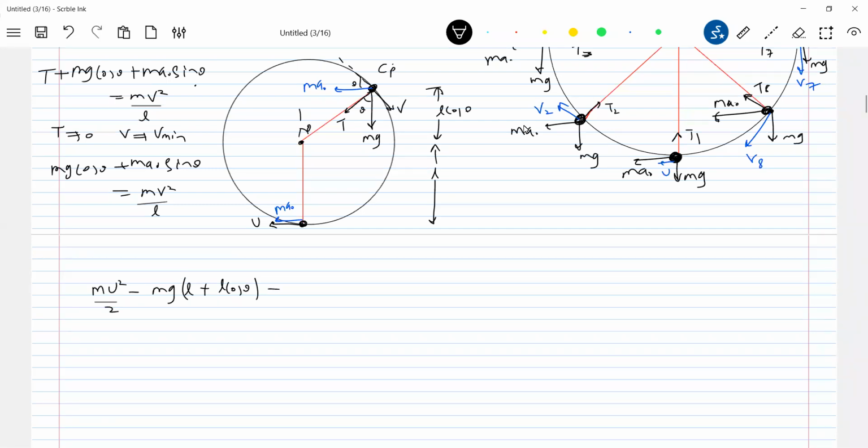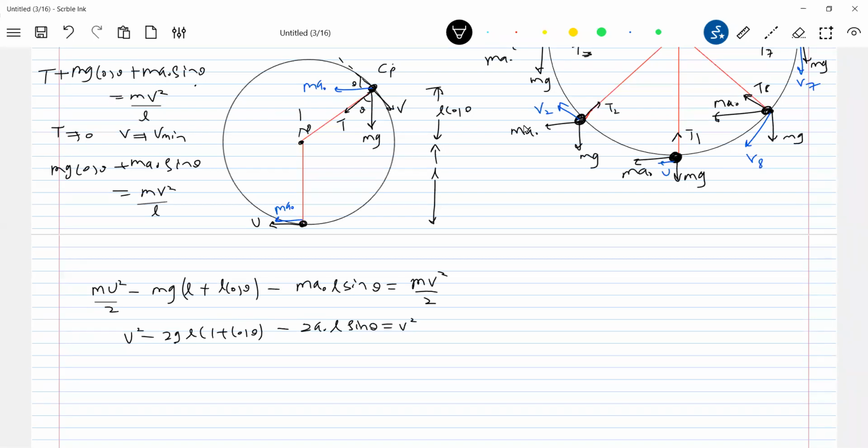Minus the work done by the pseudo force when it moves from the lowest point to the critical point. So how is the pseudo force acting? The pseudo force will act towards the left. So what is the net displacement? It will be L sine theta. So work done by the pseudo force will be ma naught L sine theta. This should be equal to mv square by 2. So u square minus 2gL times 1 plus cos theta minus 2a naught L sine theta.